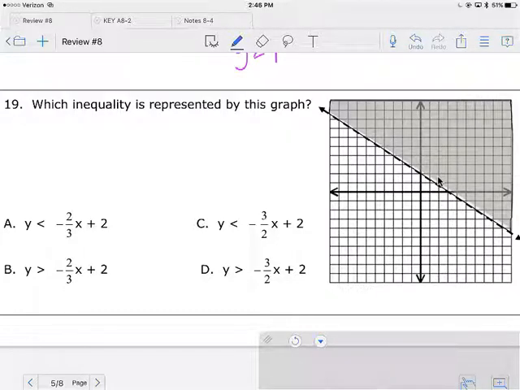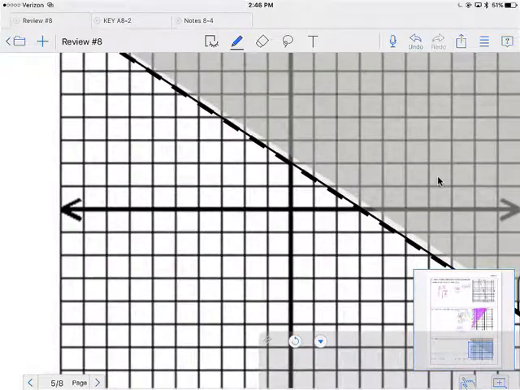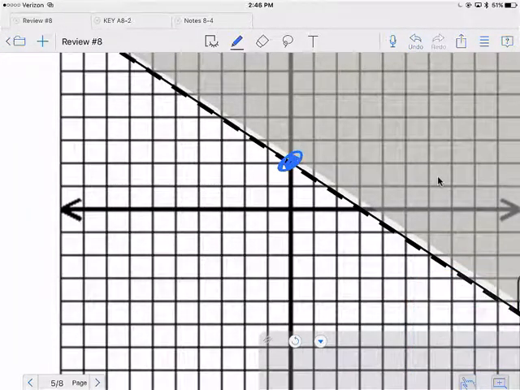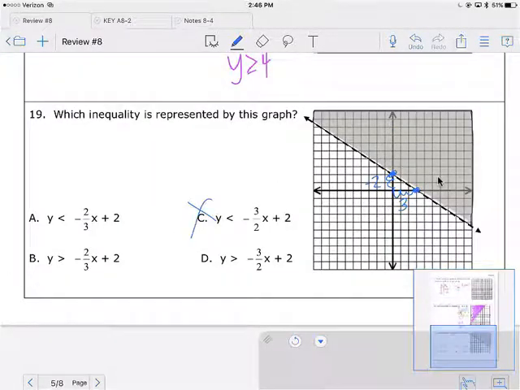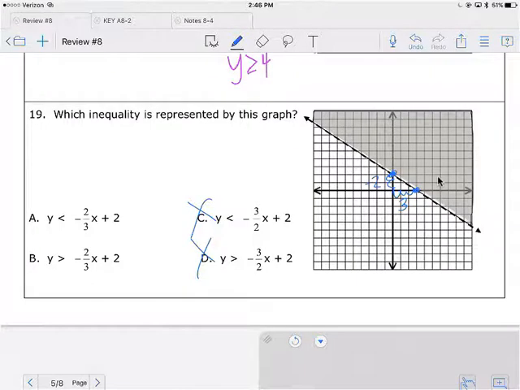Okay, so my slope, if I start at my y-intercept and go to my x-intercept, I'm going down 2, right 3. So I could mark out C and D because those are not going down 2, right 3. My shading starts at 2 and goes up. So it's getting bigger or greater than 2. A greater than sign looks like this, so B would be my correct answer.